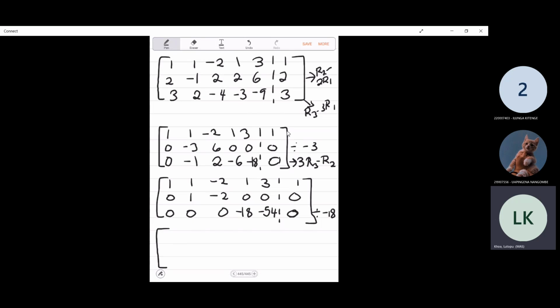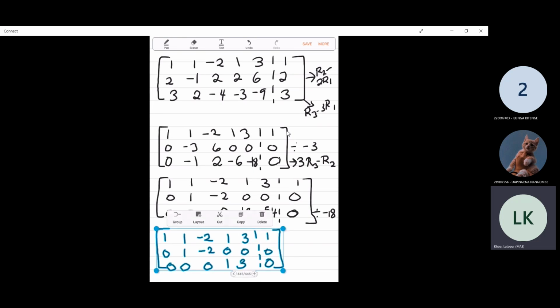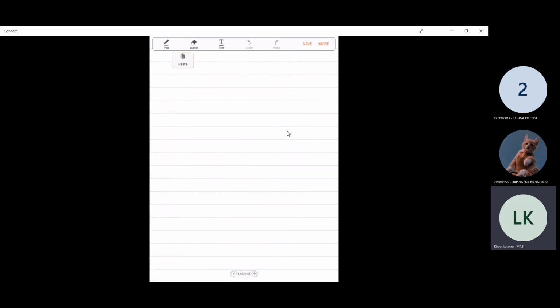So I have 1, 1, 1, minus 2, 1, 3. I have 0, 1, minus 2, 0, 0, 0, and then 0, 0, 0, 1, 3, and 0. Okay, so now we want the rank.